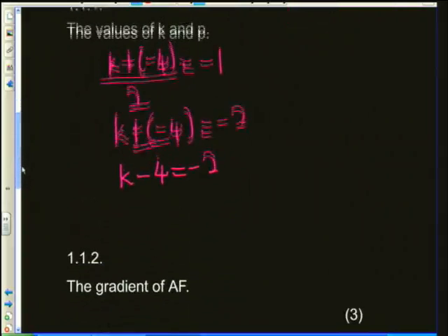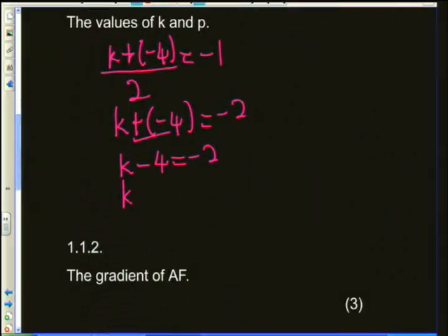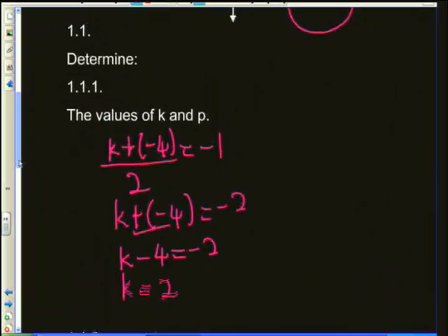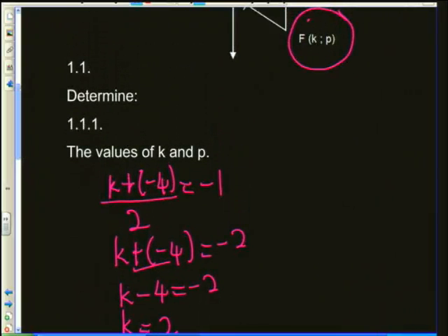And solving for K means that K is equal to minus 2 plus 4, which is going to be equal to 2. So the 2 is done. So I can write in my 2 there.